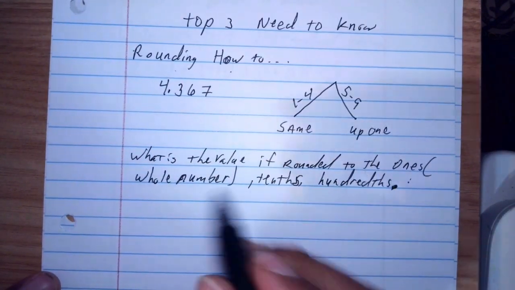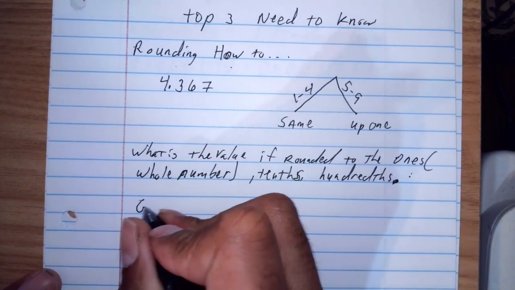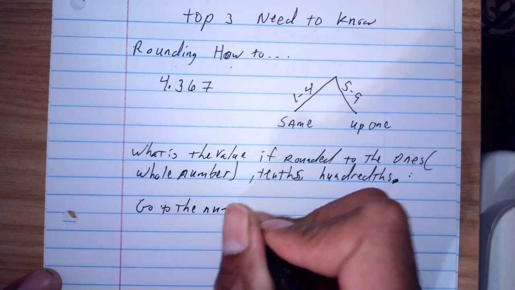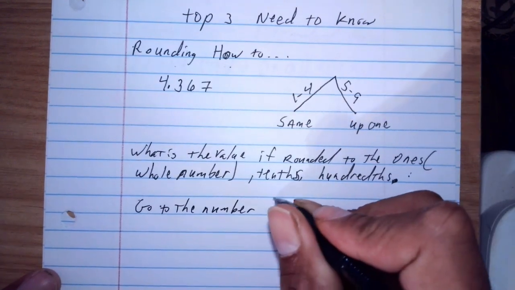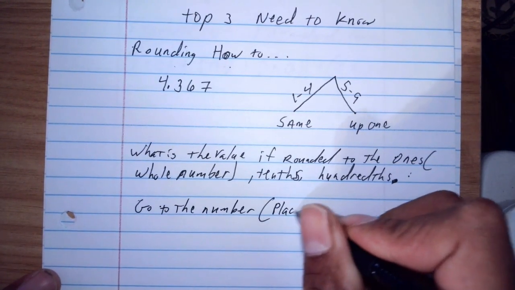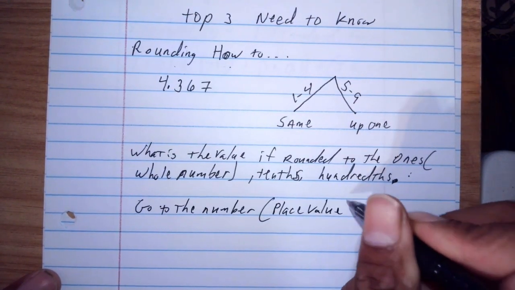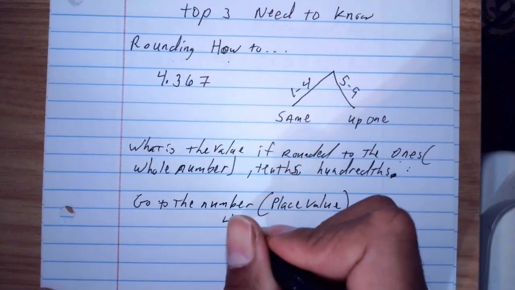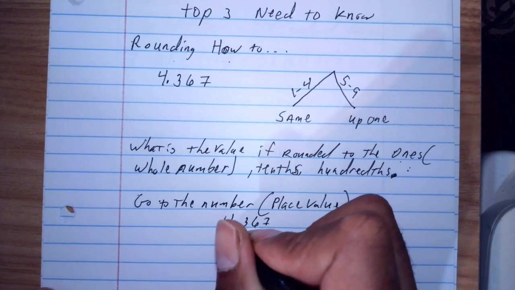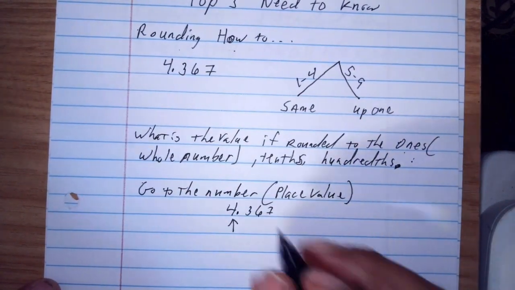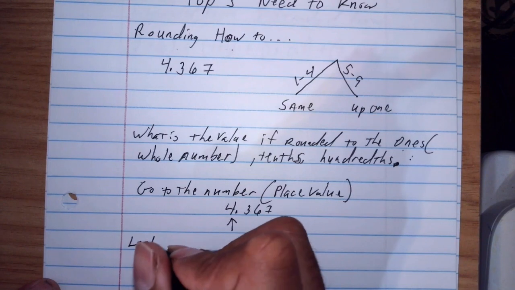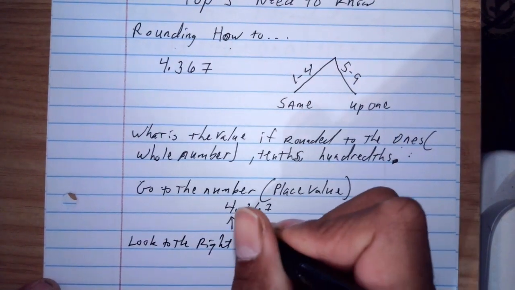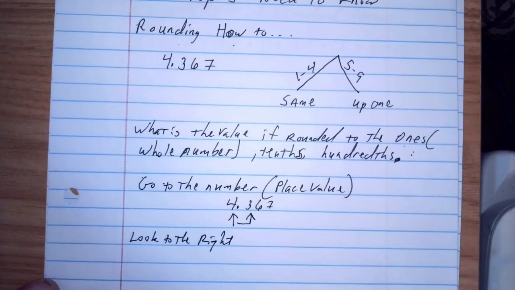So first off, my step is that I want to go to the number that I'm looking for. So go to the number, or I'm going to put in parentheses place value. Since it says ones, I'm going to go to 4. I'm going to rewrite the number. I'm going to go to the 4. That's in the ones. Then I have to look to the right, which means I'm going to this guy, the 3.